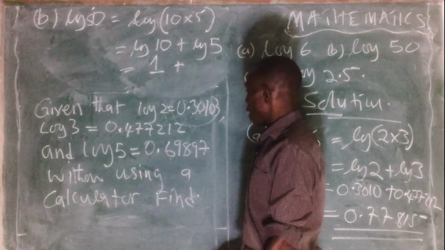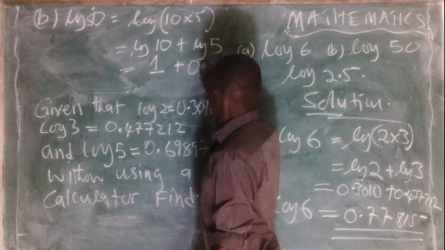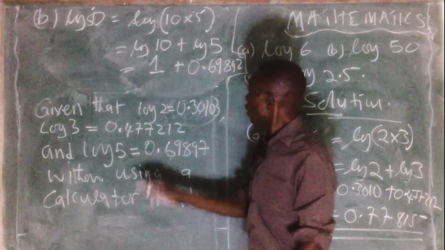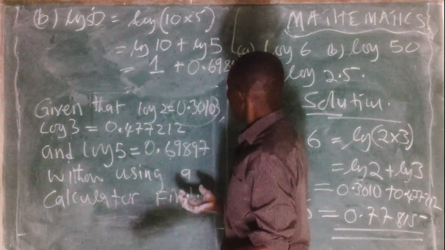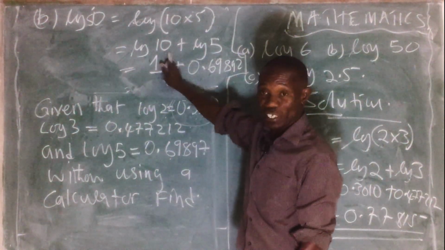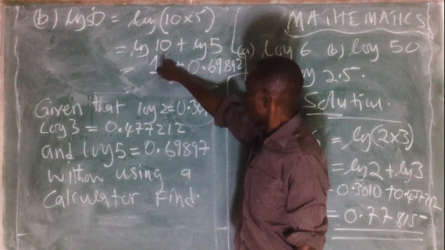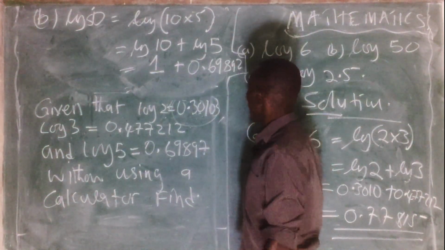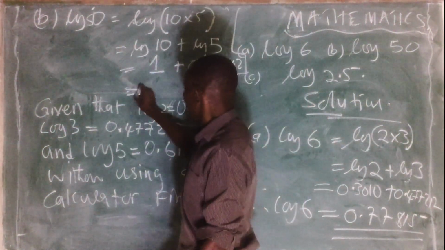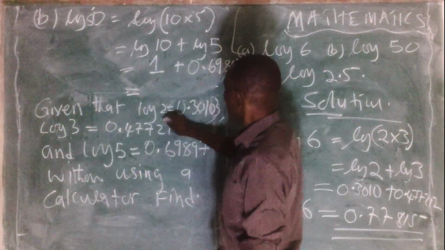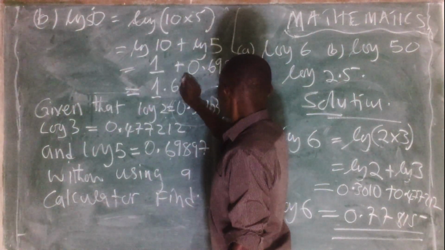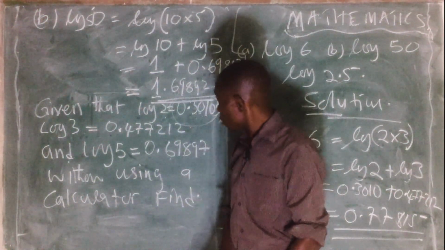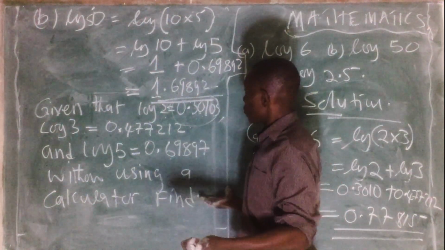What is that? Log of 5 here is this one here, which is 0.69892. Look at this one. We are not given log of 10, but using the laws of logarithms, we are able to get the log of 10. You see that? So here, instead of writing log of 10, substitute that one with 1. Logarithm of 5, you're going to substitute it with 0.69892. What do you have at the end? It'll be 1 added with this one, which gives you 1.69892. So this is the logarithm of 50, using the information we have here. Right, so you see that?